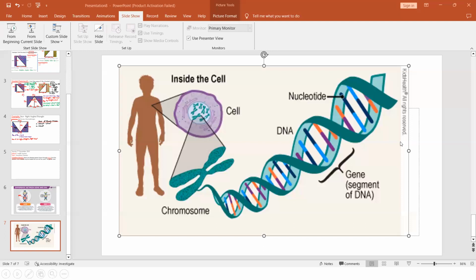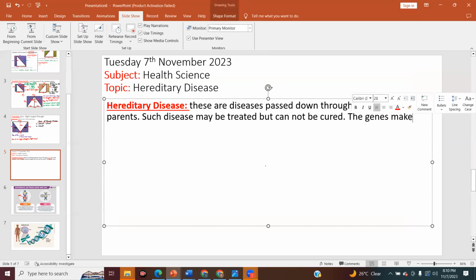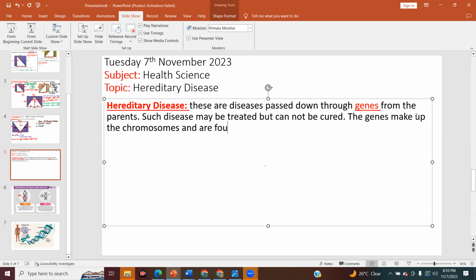Mr. Fadzi, go ahead. Which one did you say was right? The DNA is inside the genes. The genes make up, like we said, the chromosomes, and are found in the nucleus of the cell.